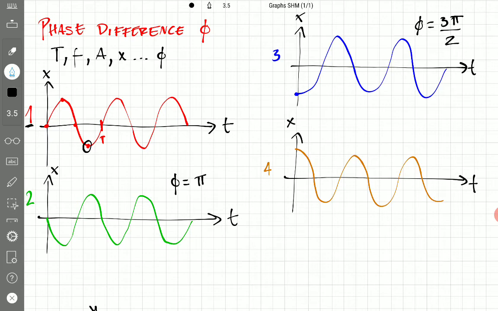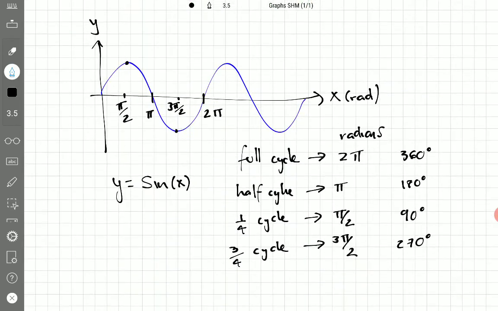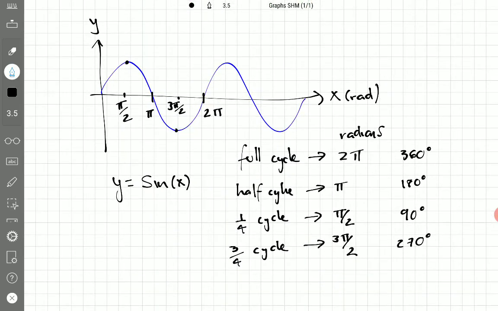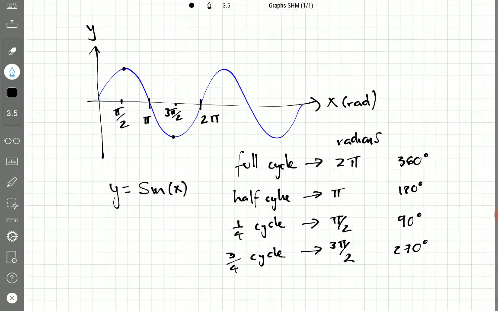And then what about number 4? Think for a second. Pause the video and think. Okay, if you paused and figured out the right answer, you will see that the phase difference for this one is pi over 2, because pi over 2 represents a quarter of a period. So everything you need to keep in mind is how the sine function behaves: a full cycle is 2 pi, half a cycle is pi, then a quarter of a cycle or 3/4 of a cycle will be pi over 2 or 3 pi over 2 respectively.